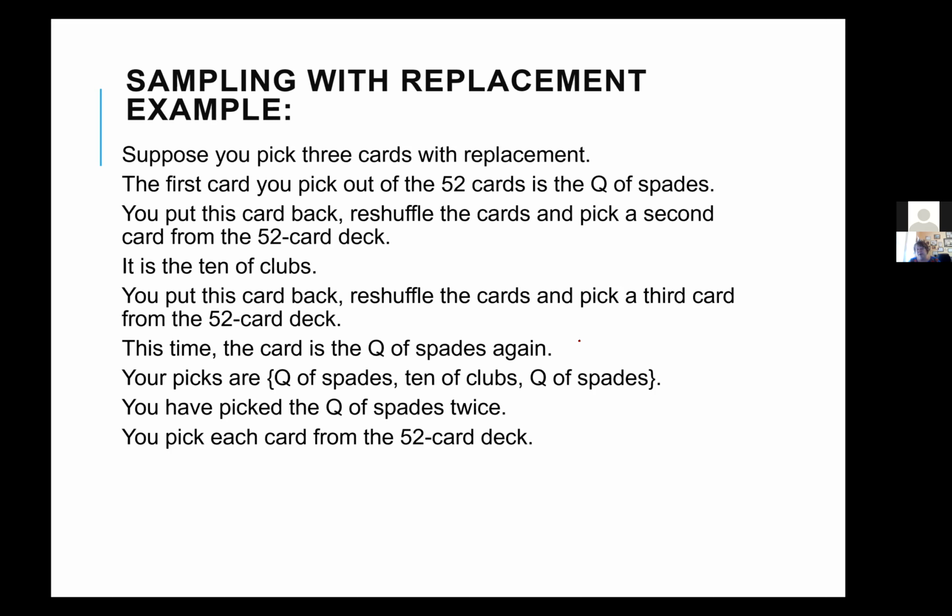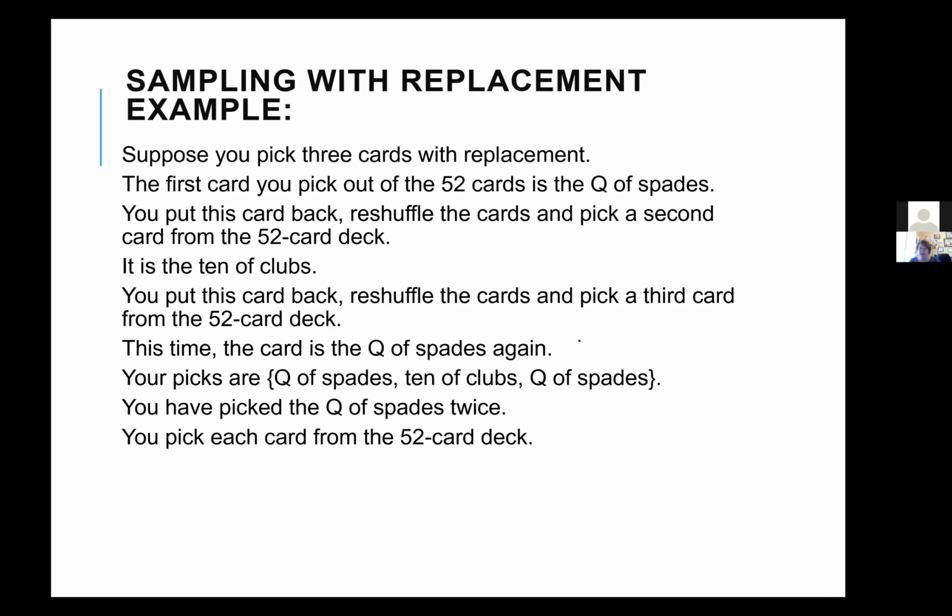And you pick another card now out of the deck after you reshuffled it, and you get a 10 of clubs. You take that 10 of clubs and you put it back in the deck and you reshuffle again to ensure the randomness of the third pick. And the third time you get the Queen of Spades again. And that is certainly possible because you put the Queen of Spades back in the deck.